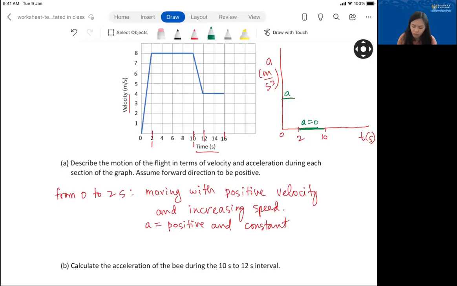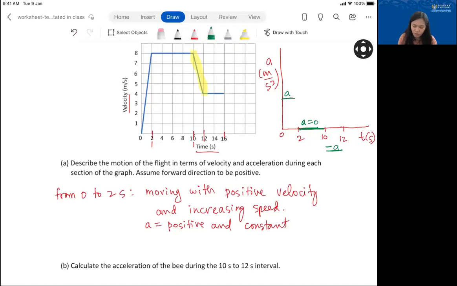And then from 10 to 12 seconds, you have this graph that's straight and going down. If you get the slope of that, you'll get a negative acceleration, because if you see again, the velocity is decreasing. So your final velocity is smaller than your initial velocity. So you'll get a negative acceleration between 10 to 12 seconds, a negative acceleration right there.